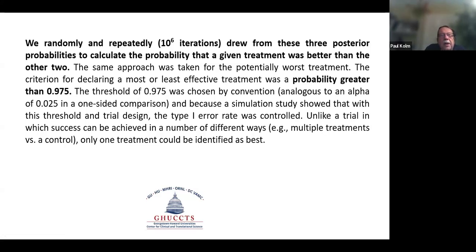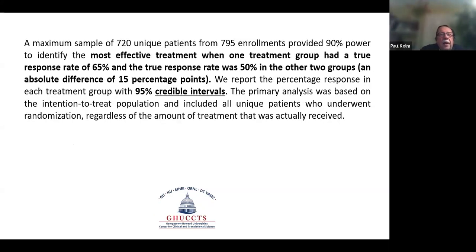So this is the Markov chain Monte Carlo iterations here, 10 to the 6th, the number that they're going to do. And so what they come up with is a cutoff for if a response of 65% was true in one group and 50% in the other groups. In other words, if there was 15 percentage points difference, then they're going to assume that one is better than the other or one is better than both.